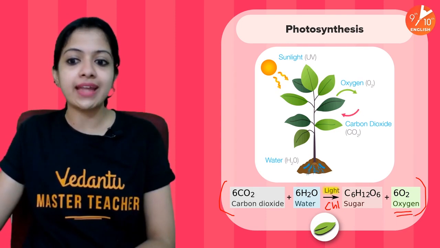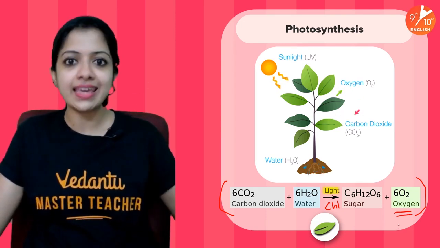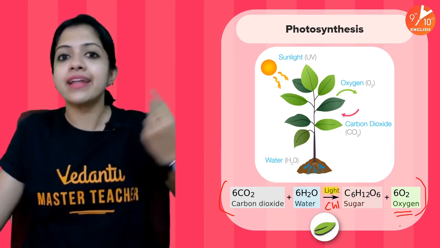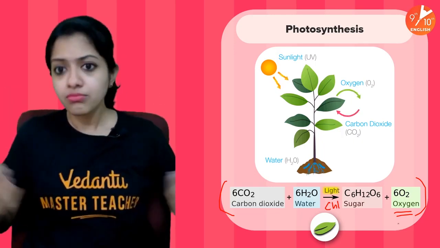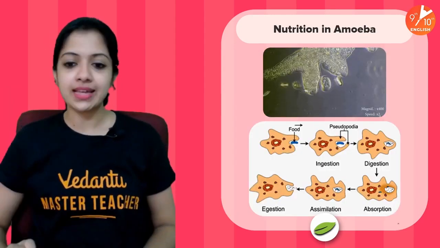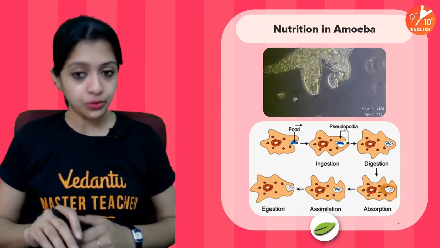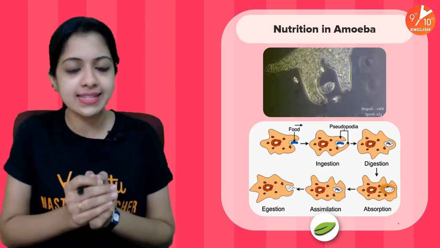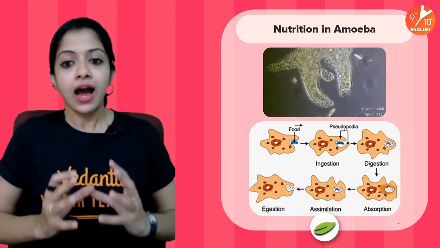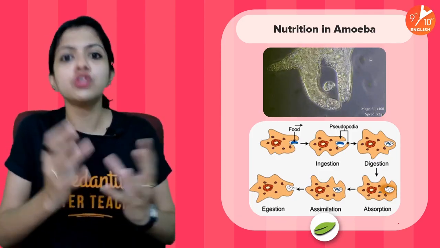And this oxygen ends up being the life-sustaining gas which you, I, and most other aerobically respiring organisms breathe in. Okay, so this is about photosynthesis. Now coming to holozoic nutrition, talking about amoeba, which is a unicellular organism, yet something that has a eukaryotic cell.